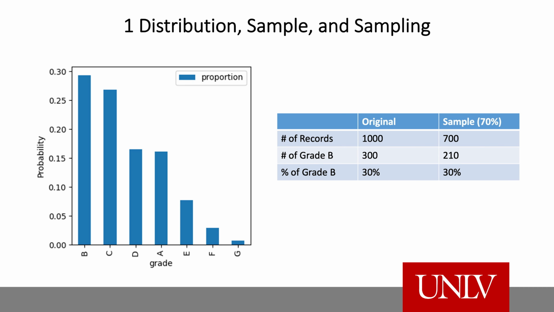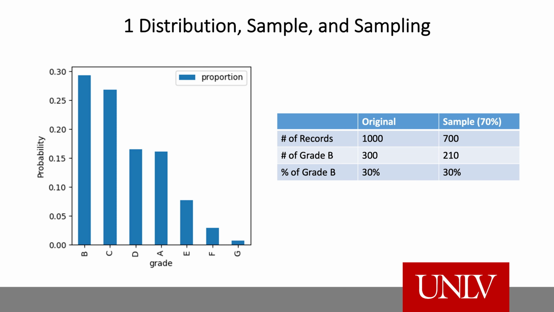Let's say our dataset has 1,000 records, and the grade B makes up 30% of the data. If we want to take a 70% sample, we need 700 records in total. To preserve the proportions, 30% of 700, or 210 records, should be grade B. The same logic applies to other grades, like grade A or C.